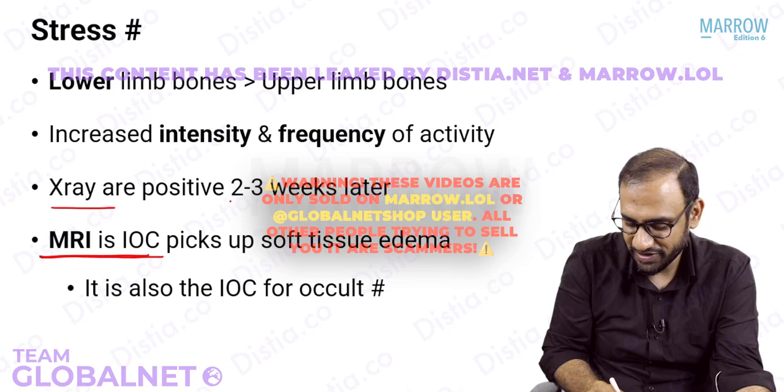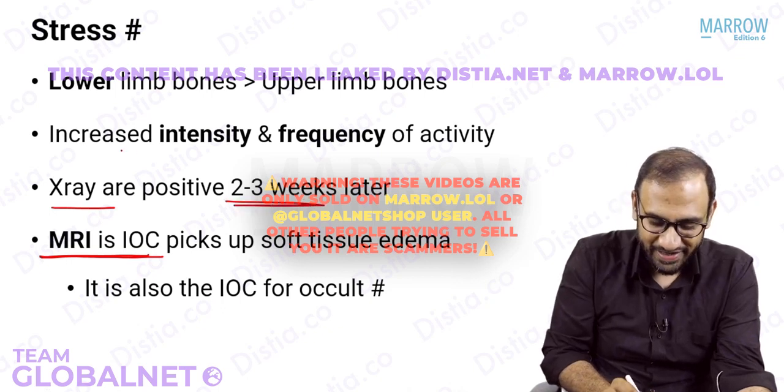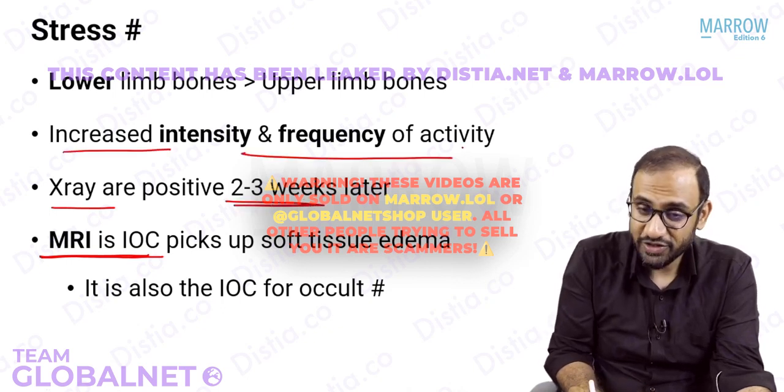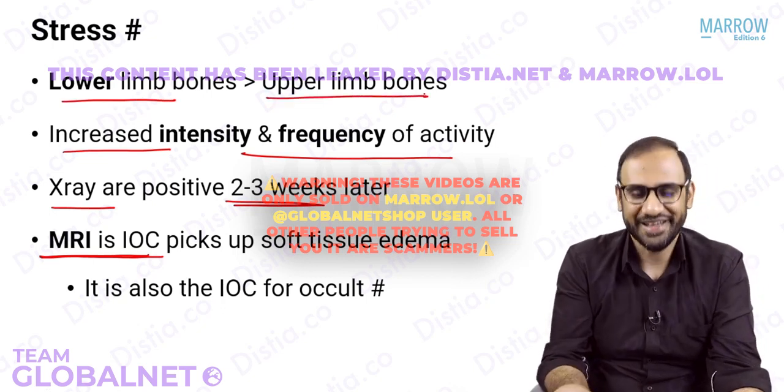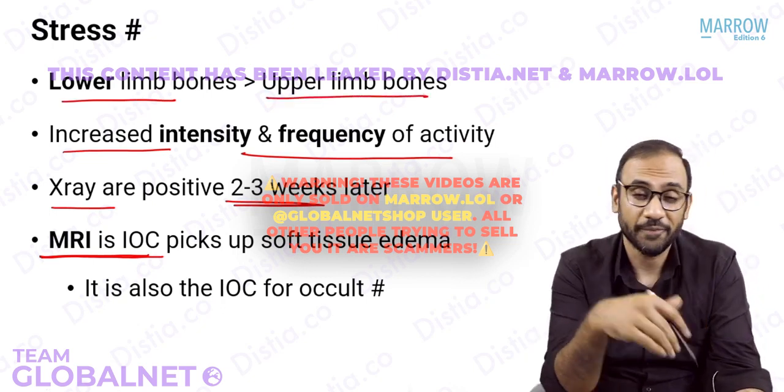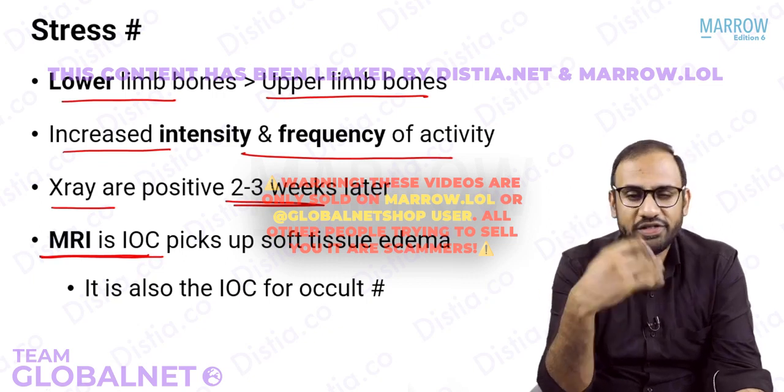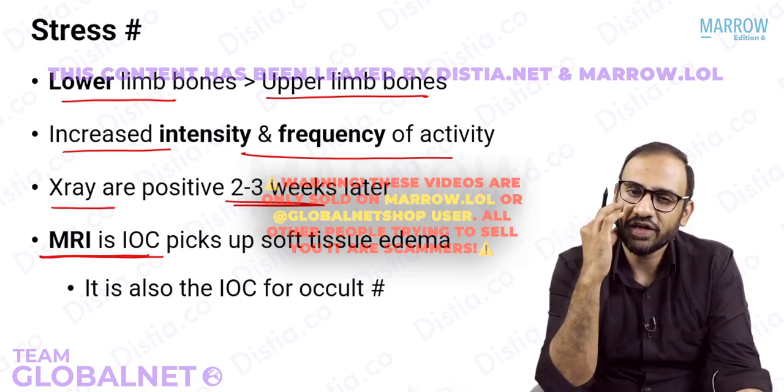X-rays are usually not positive for 2 to 3 weeks. There is a sudden increase in intensity and frequency of activity. Lower limb bones are affected, more common than the upper limb bones. Everything I've told you is written here. Okay, so in the lower limb or in the whole body, which is the most commonly affected bone by stress fracture?